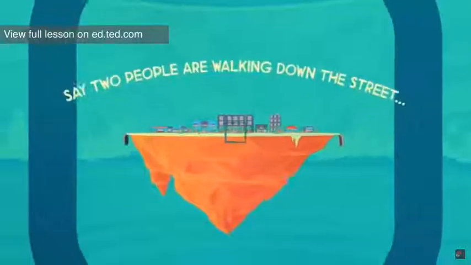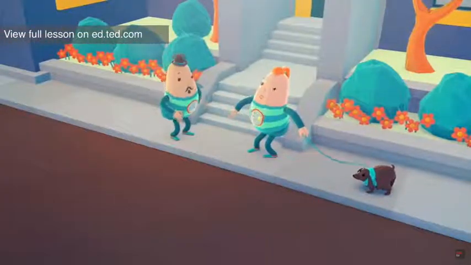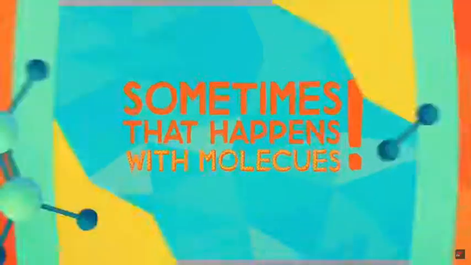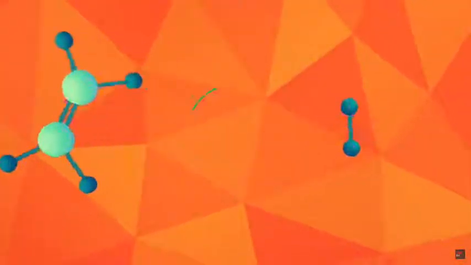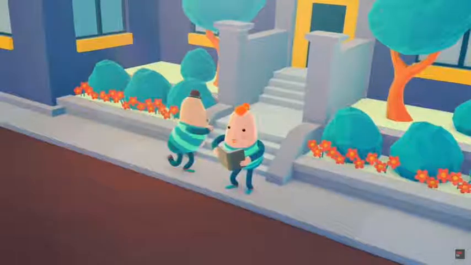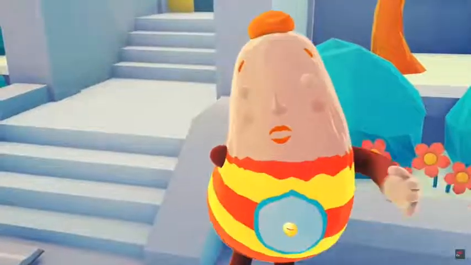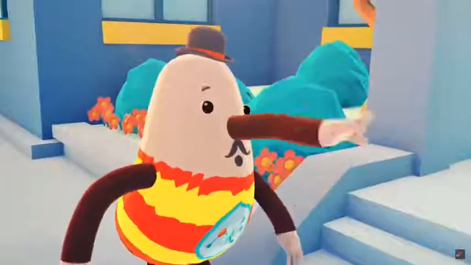Say two people are walking down the street and they bump into each other. They'll just shake it off and walk on. Sometimes that happens with molecules too. They just bounce off each other and that's that. But what if two people were to bump into each other, and during that collision, one person's arm got severed and reattached to the other person's face?